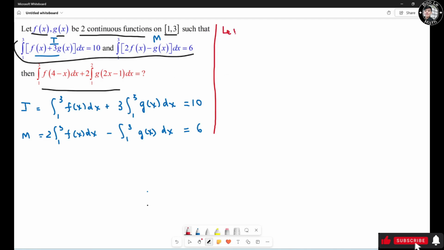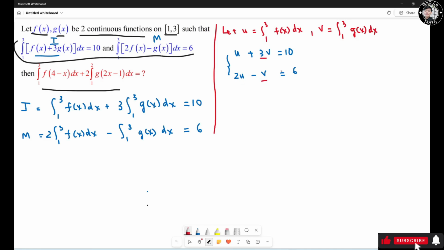I'm going to use the change of variable to solve this one. So I'm going to let u be the integral from 1 to 3 of f of s ds, and v be the integral from 1 to 3 of g of s ds. So I have a system of two equations. The first one is going to be u plus 3v equals 10. The second one, I have 2u minus v equals 6. Now I need to solve the system of two equations right here. So I look at this one right here, I have 3v and this is v, right?